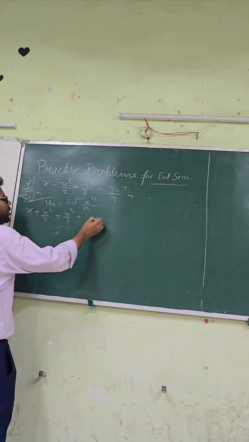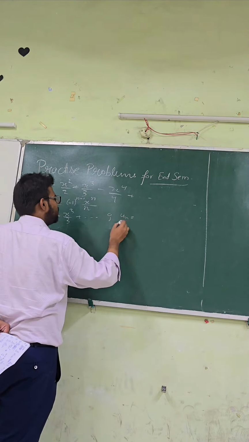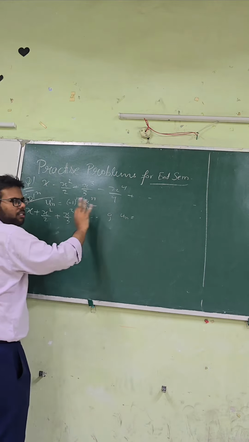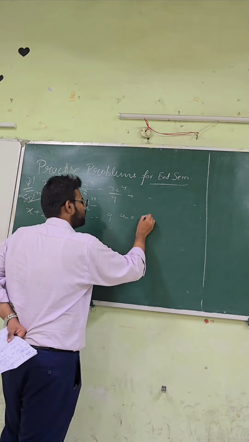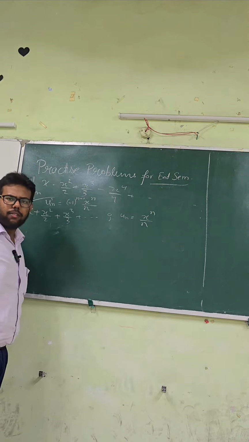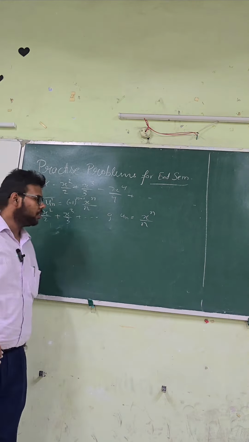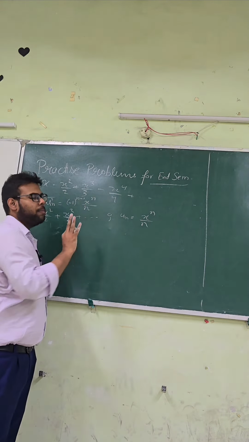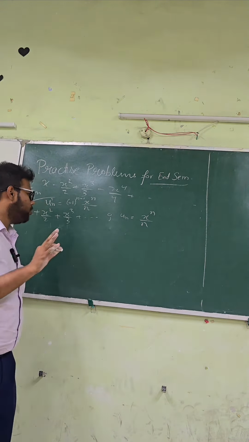So what is the general term in this case? It is u of n, let's say u dash of this, so there's no confusion. It is equal to x to the power n by n, right? You got this very simple expression. So u of n is equal to x to the power n by n, right? This very simple expression which you have got.